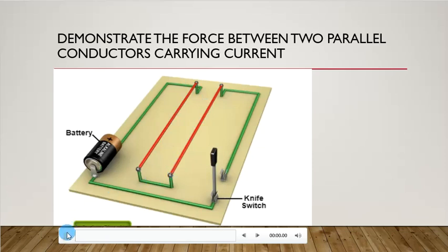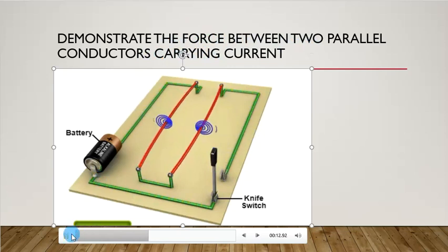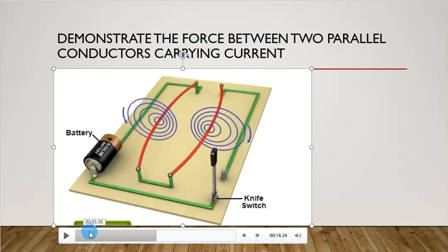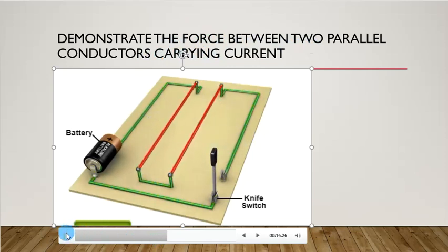Okay, so let's see what happens to the two wires in terms of the force that they experience. Here we are looking at the force. We want to demonstrate the force between two parallel conductors carrying an electric current. So as you can see, when we close the switch, those two conductors will repel each other. So they will repel each other when they carry current in opposite directions.